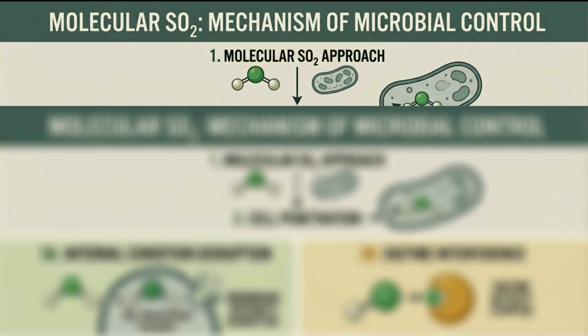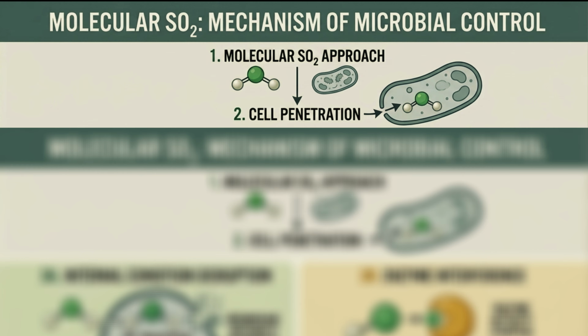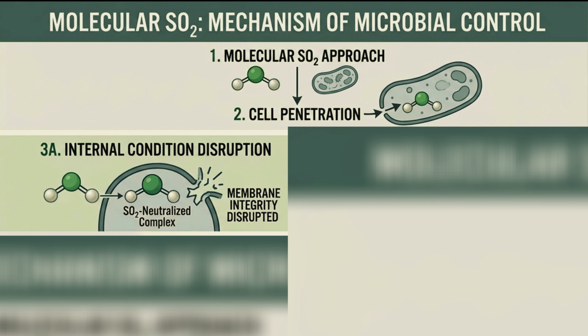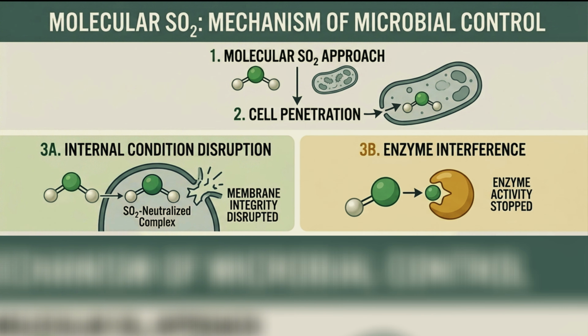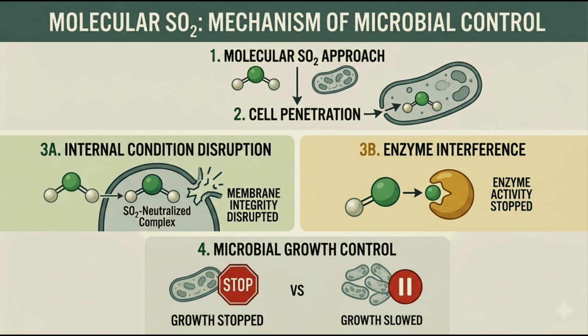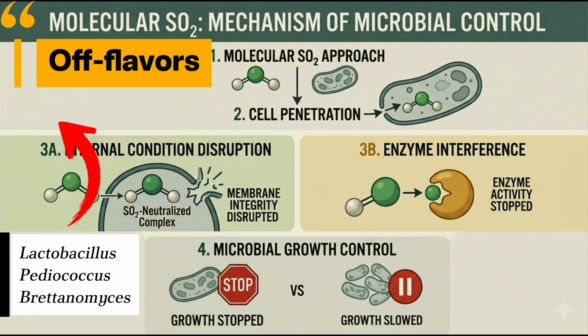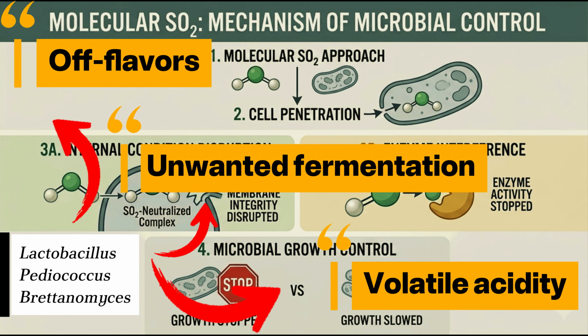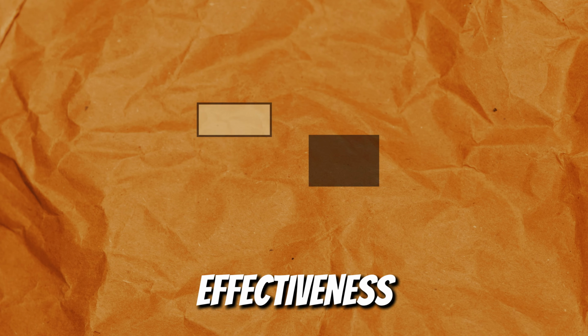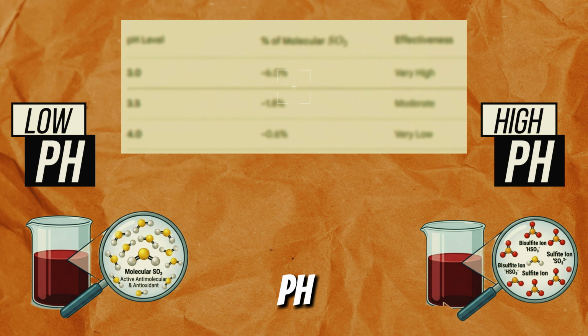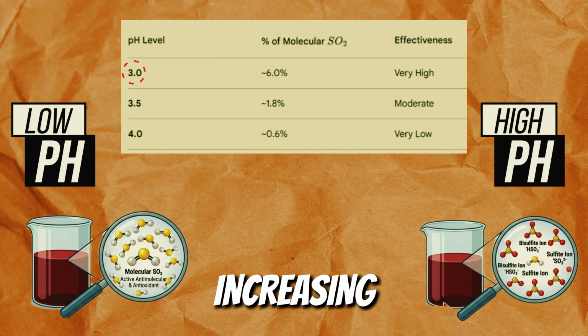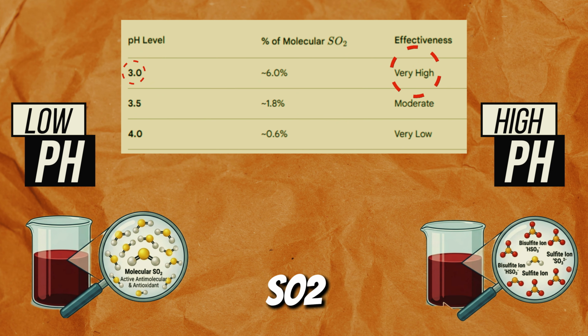The antimicrobial effect of sulfites arises primarily from the molecular form of SO₂, which can pass through microbial cell membranes. Once inside, it disrupts internal conditions and interferes with enzyme activity, slowing down or stopping microbial growth. This helps control spoilage organisms, which are responsible for off flavors, volatile acidity, and unwanted fermentation. The effectiveness of this process depends on pH, with lower pH increasing the proportion of active molecular SO₂.